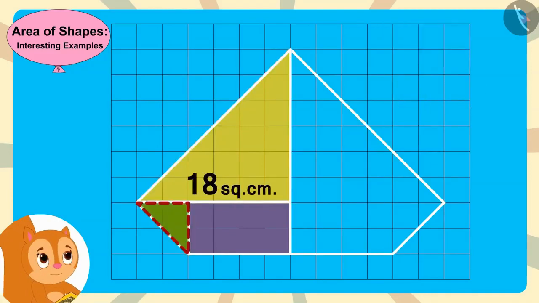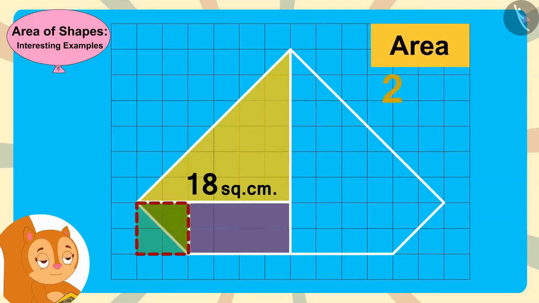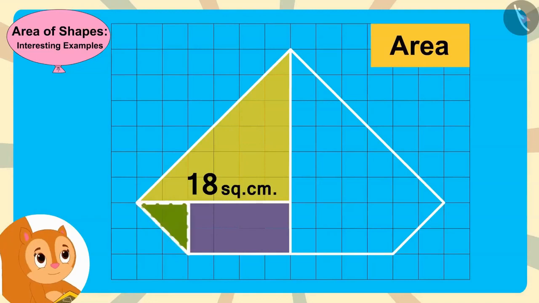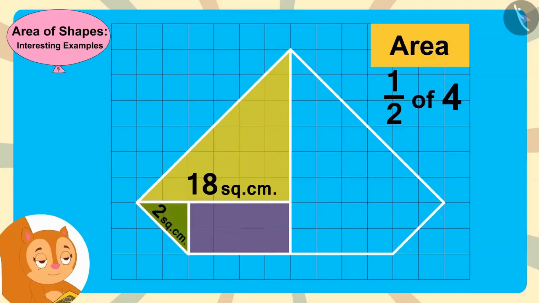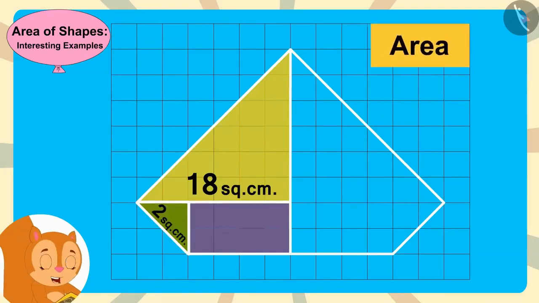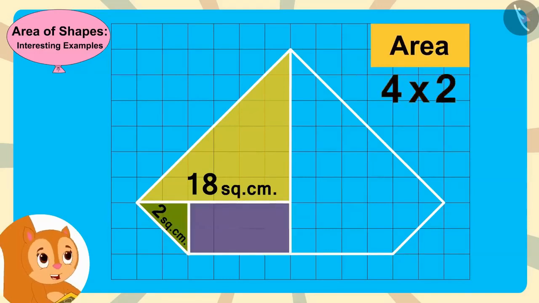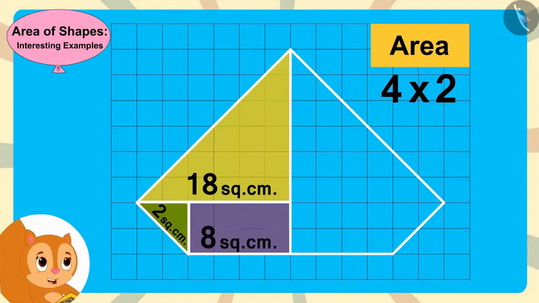This small triangle is half of this square. The area of the square is 2 times 2 or 4 square centimeters. So, the area of this small triangle is half of 4 or 2 square centimeters. And finally, the area of this rectangle is 4 times 2 or 8 square centimeters.